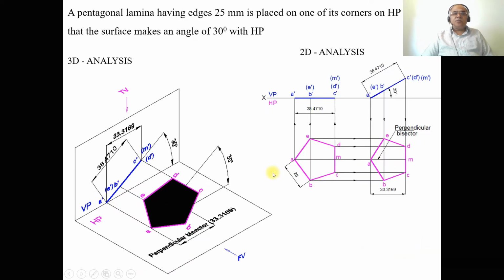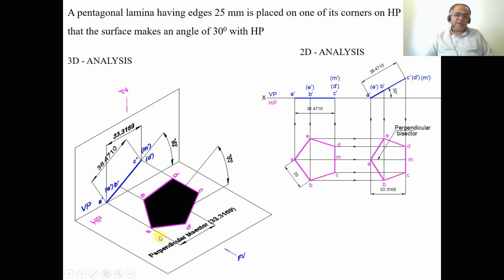Now, as we see the next position, it is placed on one of its corners on HP such that the surface makes an angle of 30 degrees with HP. So here it is resting on one of its corners on HP and the surface makes an angle of 30 degrees with HP. Though the surface makes an angle of 30 degrees with HP, that surface is still perpendicular to VP, so that is the reason why you are getting a line. As the surface becomes inclined, the perpendicular bisector of the edge passing through the corner also becomes inclined with respect to HP. And so this is M, and we can see A dash, M dash here.